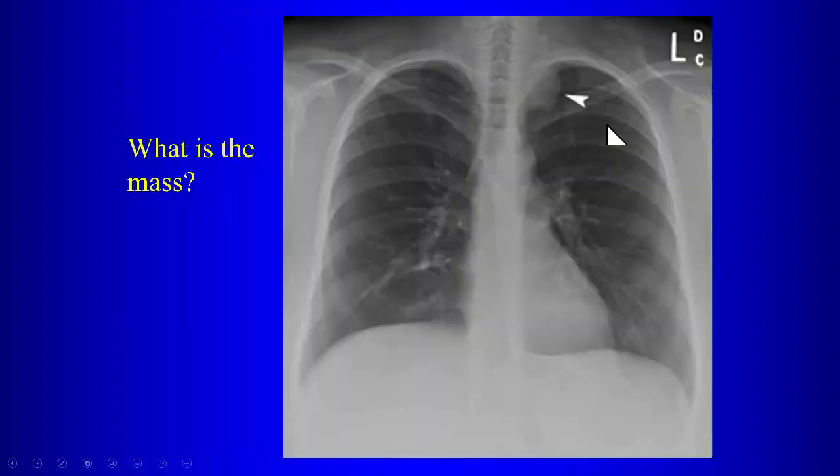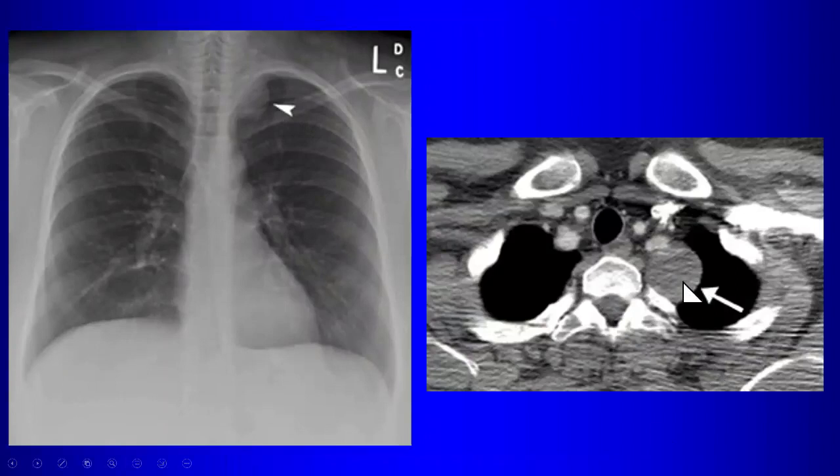Okay. Where's the mass? In the posterior mediastinum, because of the cervicothoracic sign, and so we start with neurogenic tumors. That was a neurofibroma.